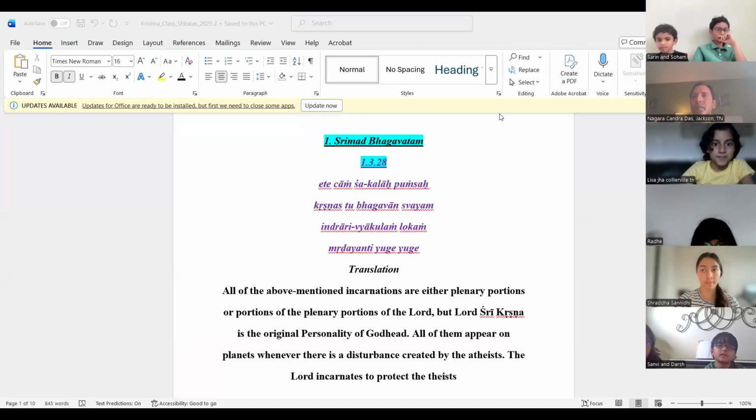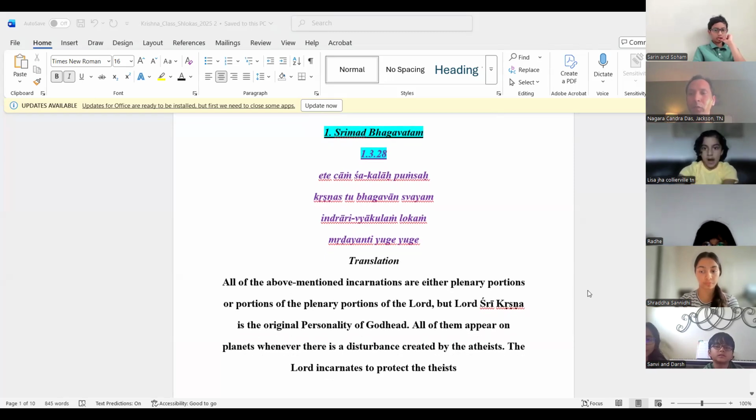Hare Krishna. So we just did the Mangalacharan, and now we are talking about the shloka from Srimad Bhagavatam that we want to remember today. We have done this in the past, so it should be easy. We won't spend too much time on it.